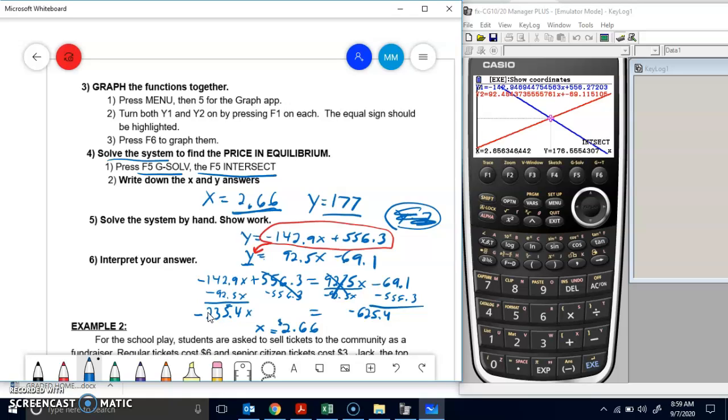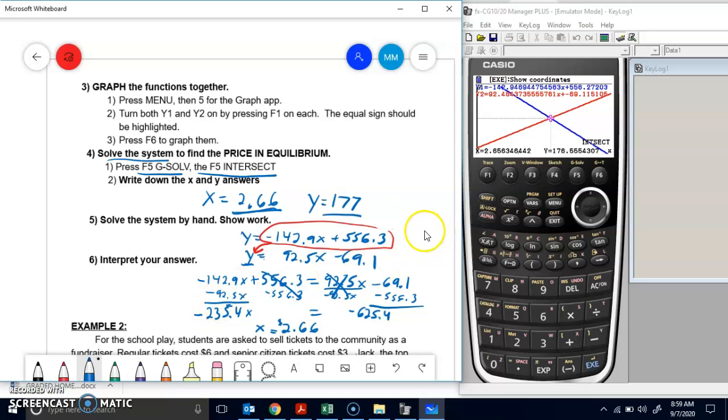And so, solving this using substitution, again, I put the one equation in for y. So I set the two equations equal to one another, get the x's together, subtract it over the number, I get my x value. But remember, when you're solving a system, you also have to solve for y. So we're going to go back up top here.